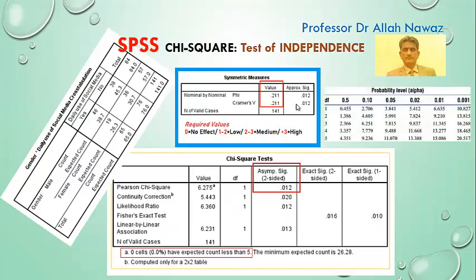So it can also be verified that the computed value of chi-square is 6.275, while the table value with 1 degree of freedom is 3.841, as we have discussed in the previous example. So 6.275 is far greater than 3.841. It confirms that there is huge evidence of association between the two variables.